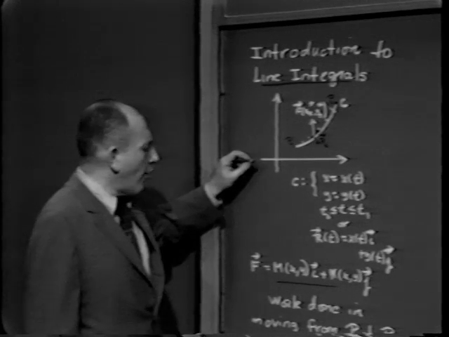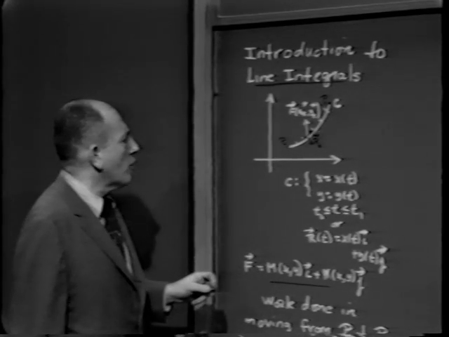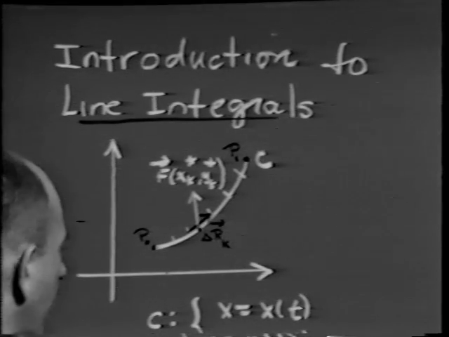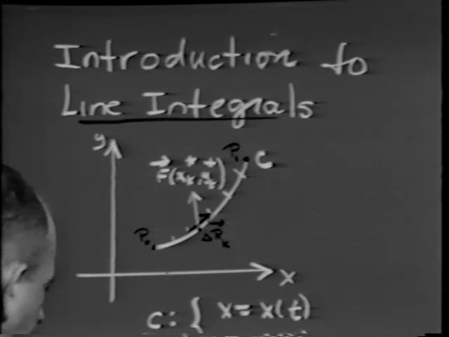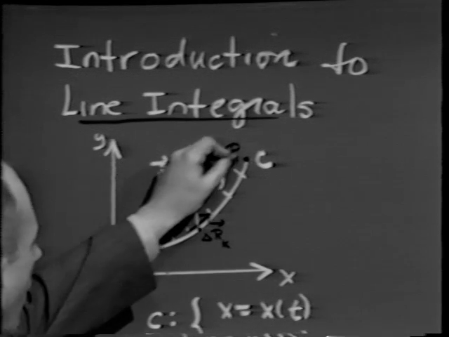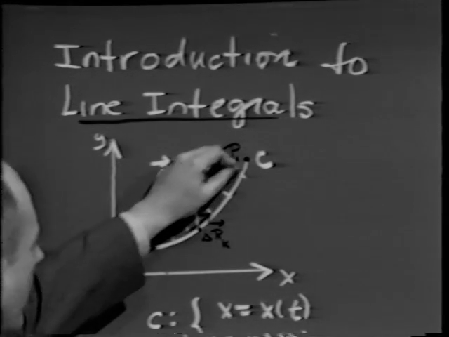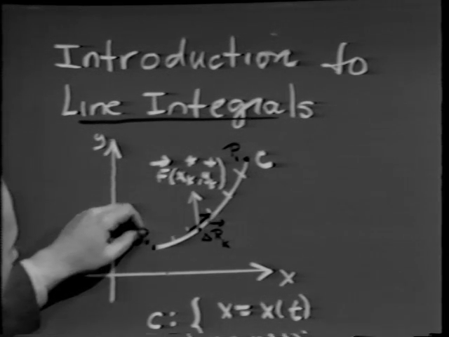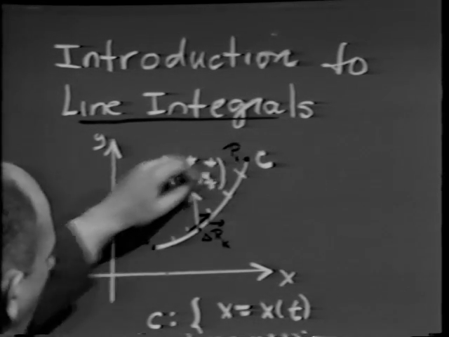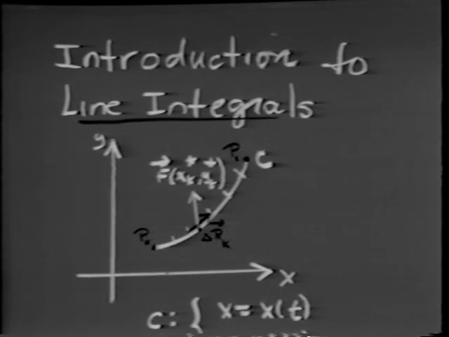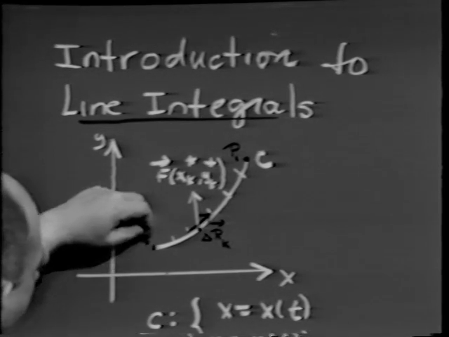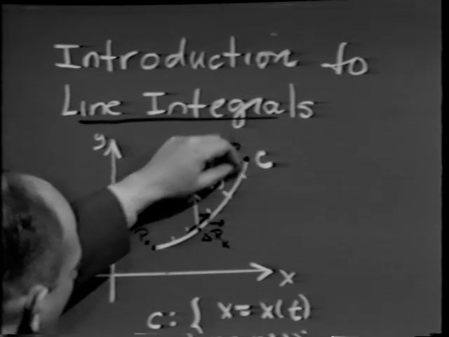And to visualize how this topic may be introduced, consider the following situation. I have a force F, say, defined throughout the xy plane here. I have two fixed points, which I'll call P0 and P1, and I pick a particular curve which joins P0 to P1, and the question that I would like to solve is, what is the work done if I move a particle from P0 to P1 along the curve C by means of the force F? And the reason that this is called a line integral is that somehow or other, I am going to be dealing with the line or the curve C.